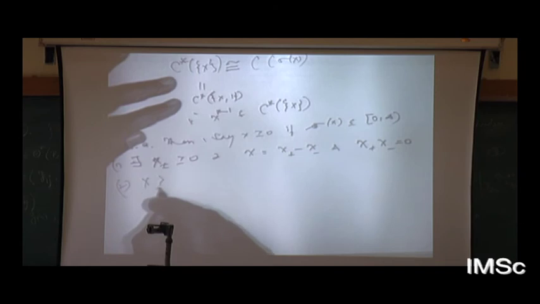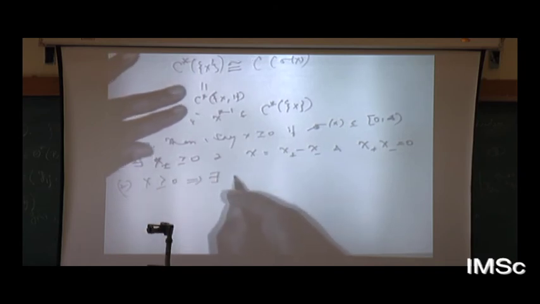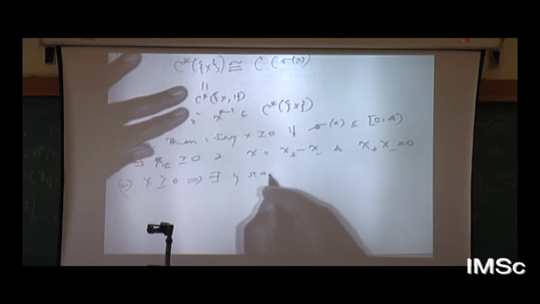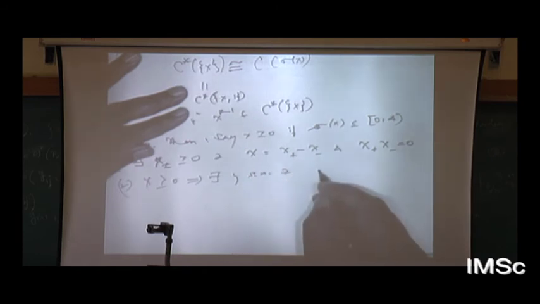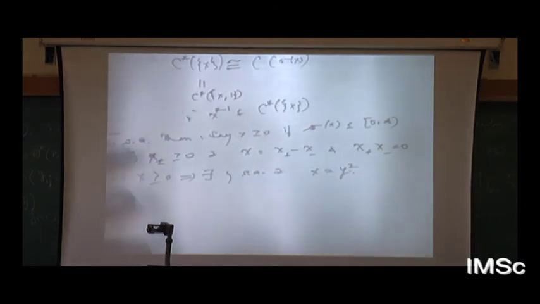X positive implies there exists y self-adjoint such that X equals y squared. This is also the same thing.